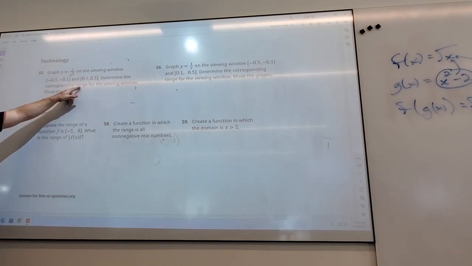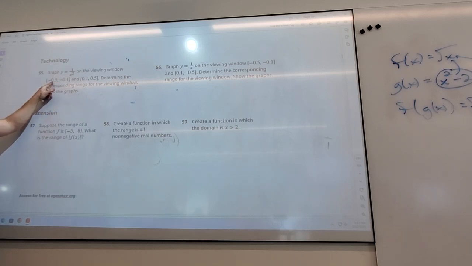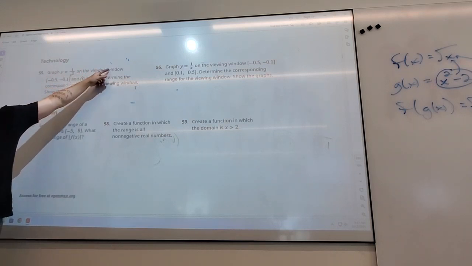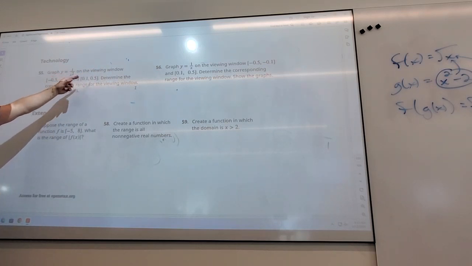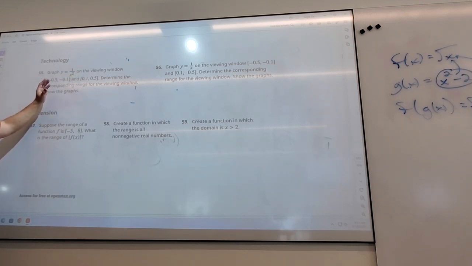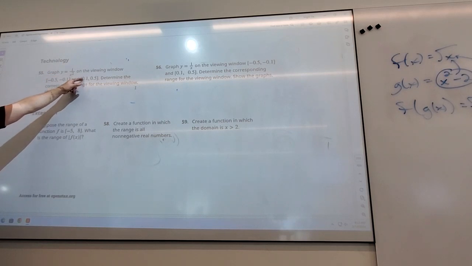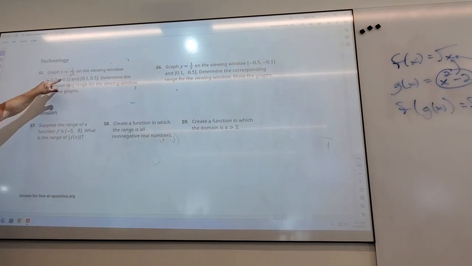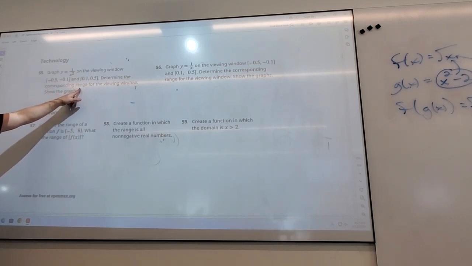It says determine the range. Therefore, this must be the domain. But when they say "on the viewing window," that's really poorly worded. It's just poorly worded. So great job, book. And again, this book costs you how much? So this is the domain. They want me to figure out the range.